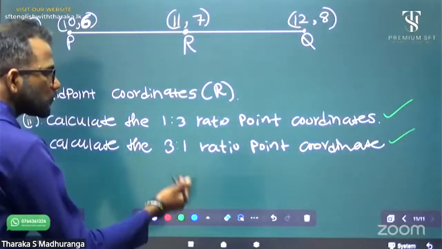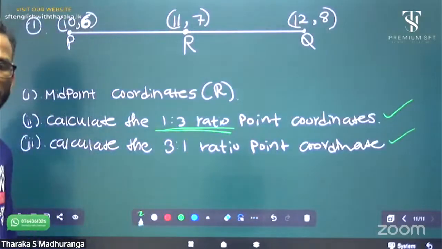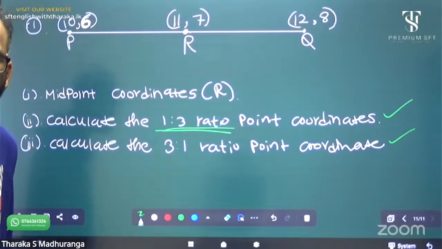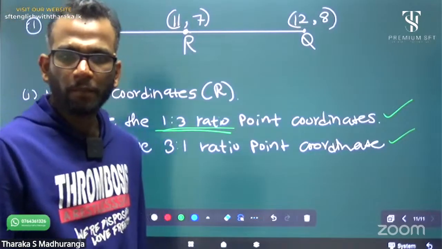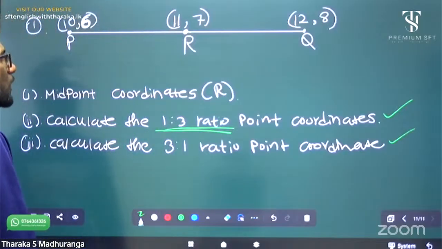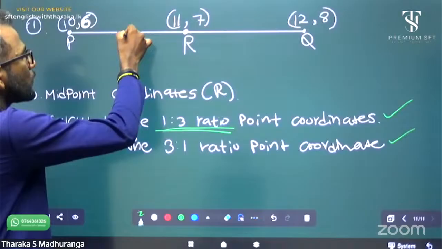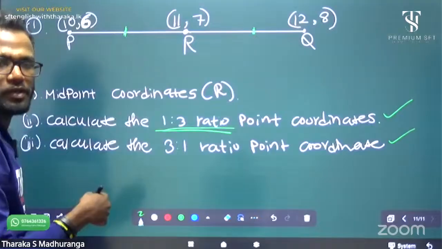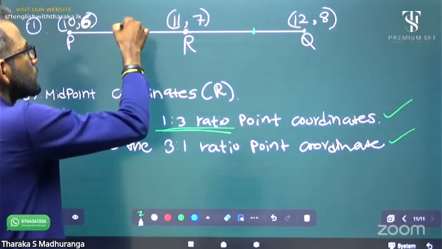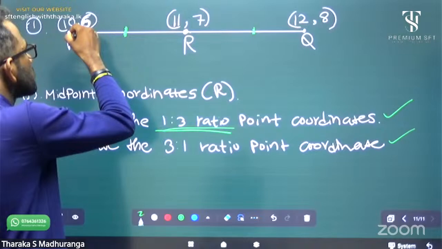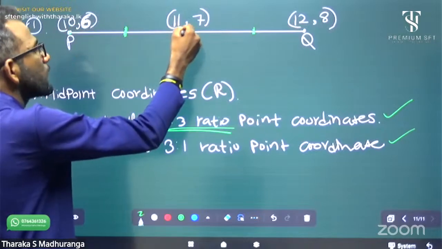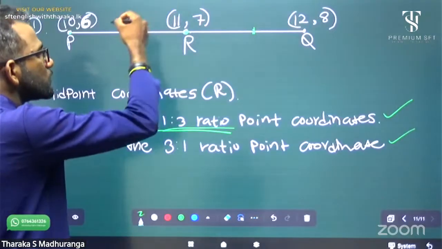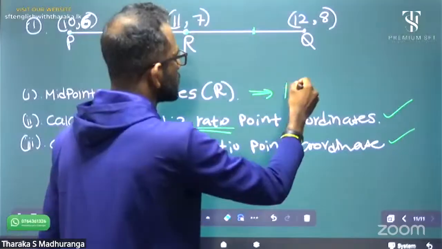Okay, now what is the meaning of the 1 to 3 ratio point? The 1 to 3 ratio point means if you cut into 4 identical parts, the first cutting point. This is the 1 to 3 ratio point. It is the midpoint between P and R, right? The PR midpoint is the 1 to 3 ratio point.